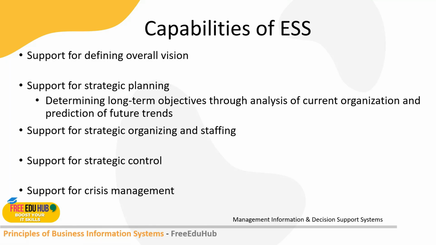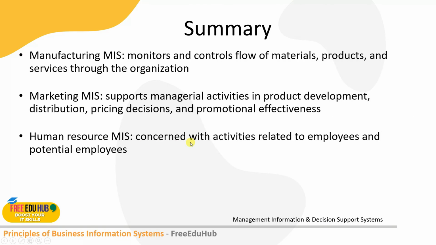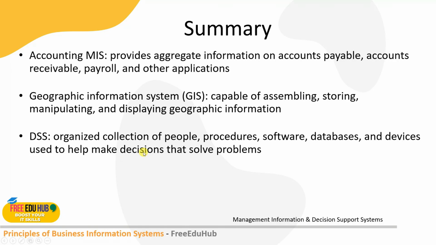And that brings us to the end of the chapter. To sum up, it's a decision making phase which includes the intelligence, decision making, and problem solving process. Then we talked about management information systems and financial information systems. We even covered manufacturing, which takes care of the manufacturing process. Marketing takes care of product development, distribution, etc. Human resource management is concerned with activities related to employees, and the accounting systems are responsible for accounts payable, accounts receivable, geographical information systems, and then we have decision support systems.